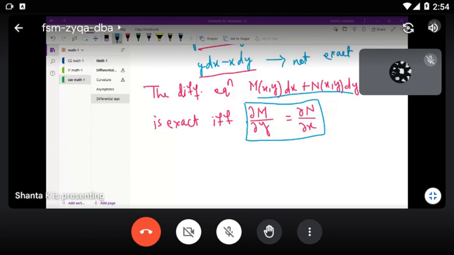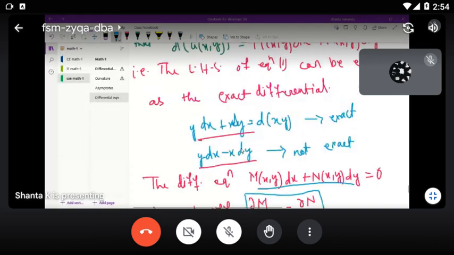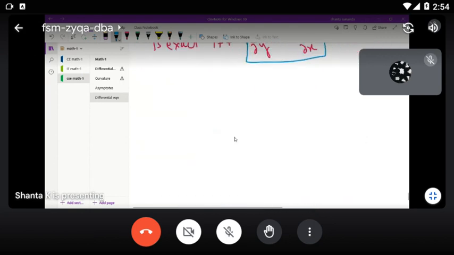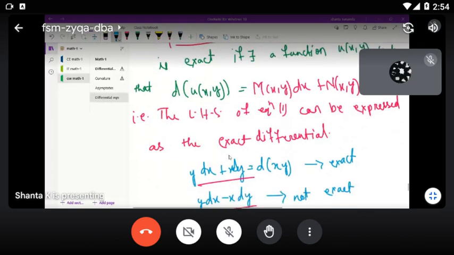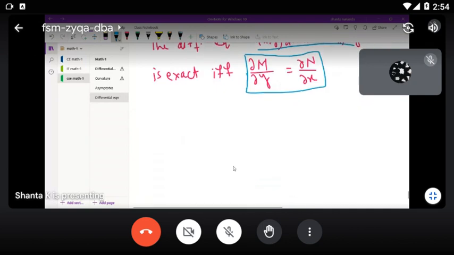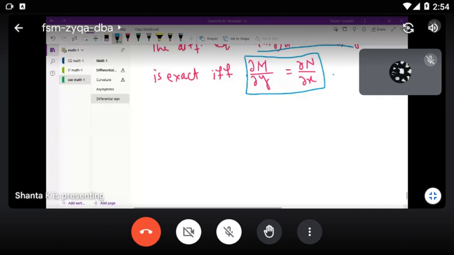Or we have this standard method, like I said previously. You can express it as the differential of a function, an exact differential form. Then it's also exact. This is the situation. You can also use this one here. If you differentiate y with respect to y, it is 1, and differentiating x with respect to x is also 1. So this is satisfied. So it's an exact differential equation.